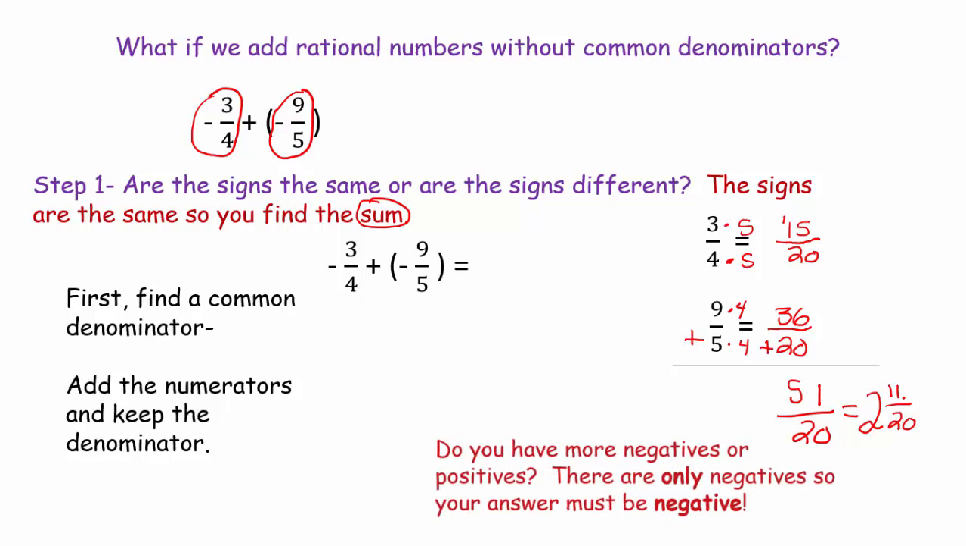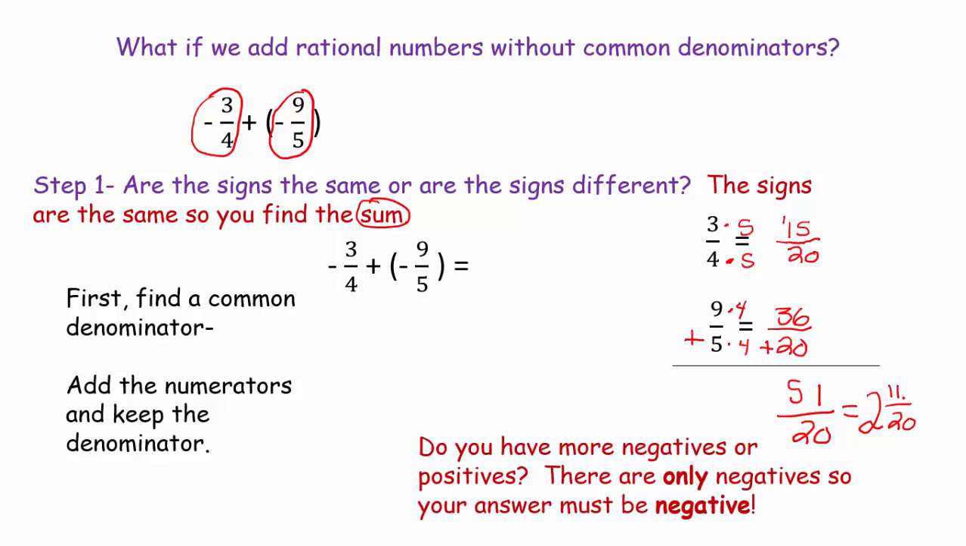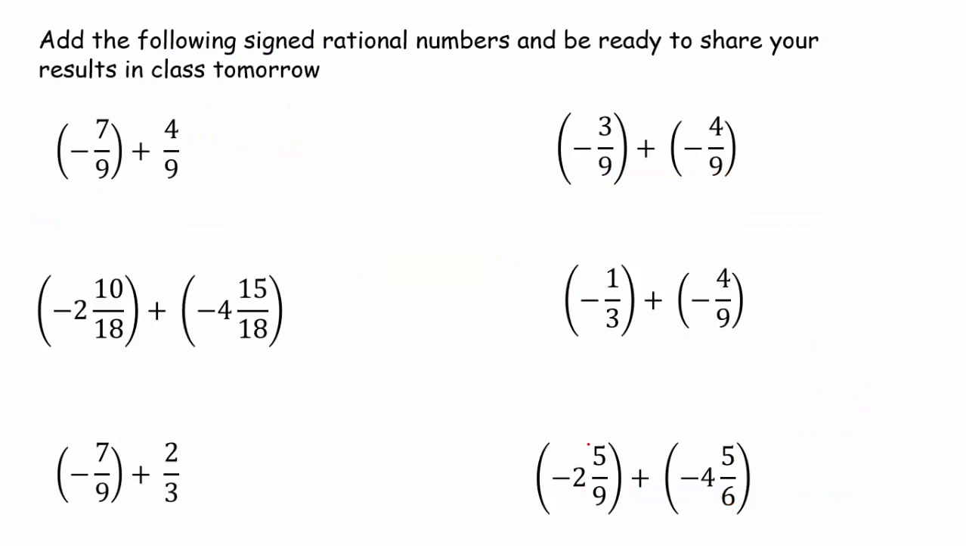Next thing to ask yourself, do we have more negatives or more positives? So we look here. What's the only thing we have running around? Hey, we only have negatives running around. Therefore, our answer needs to be a negative 2 and 11/20. But here's all your scratch work off to the side, finding the sum of those values. In your last step, you're just deciding, oh, okay, we only have negatives. My final answer must be negative.